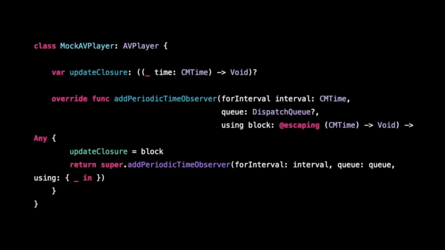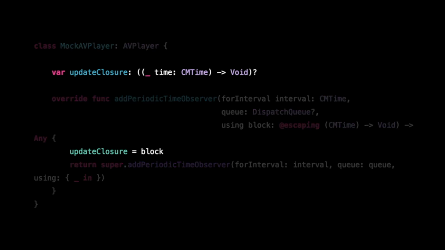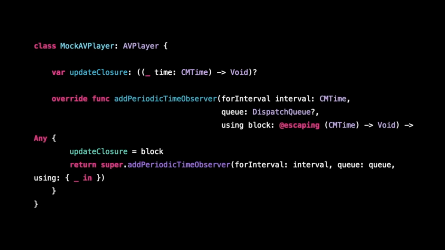First, we're going to need control over the playback progress updates. So we'll use the following mock implementation. This mock is a subclass that allows us to hook into the same API our publisher relies on. By capturing the update closure, we can manually send updates with arbitrary values.